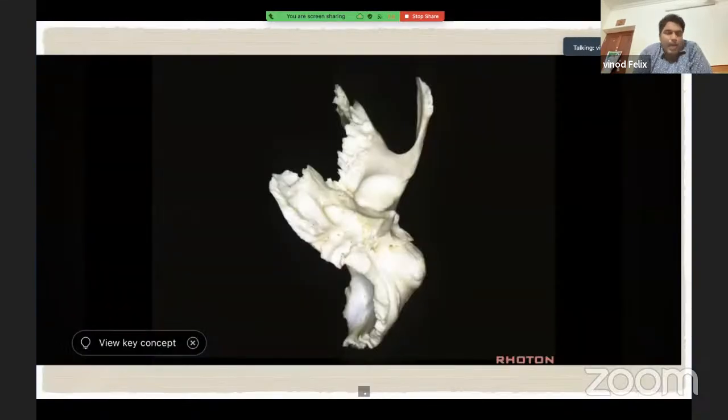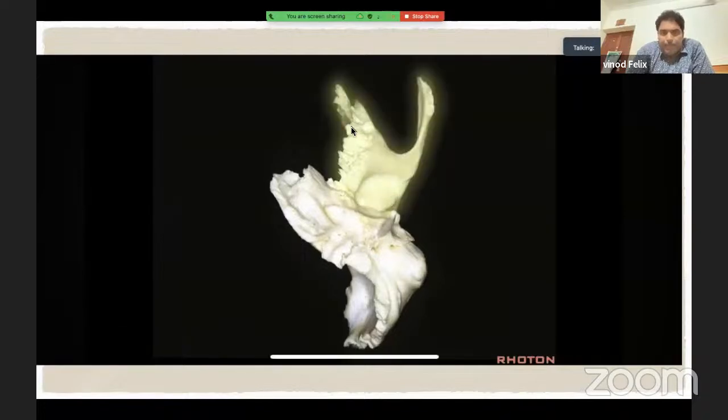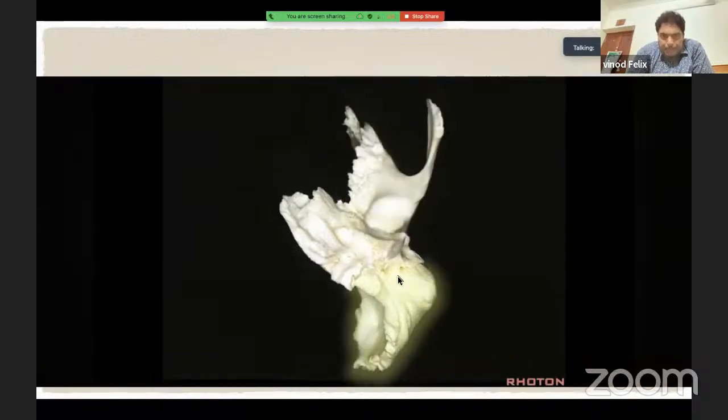Okay, so coming back to the basic anatomy, let's see some pictures here. This is the temporal bone. And what is highlighted there is the squamous part, the mastoid part.